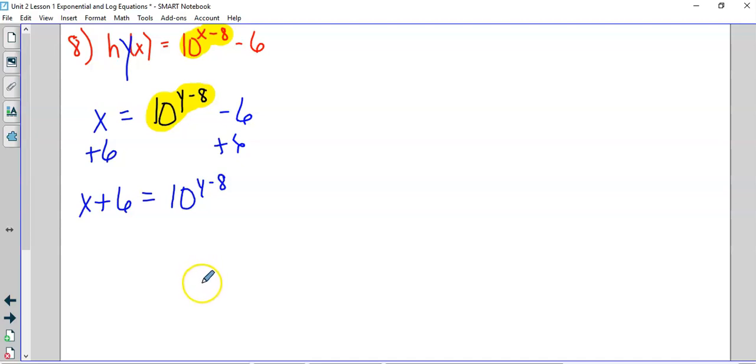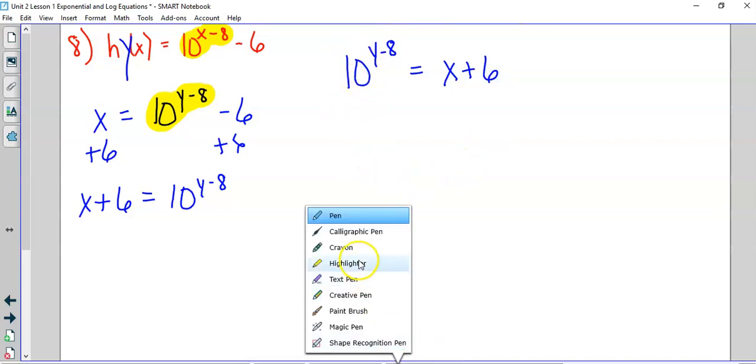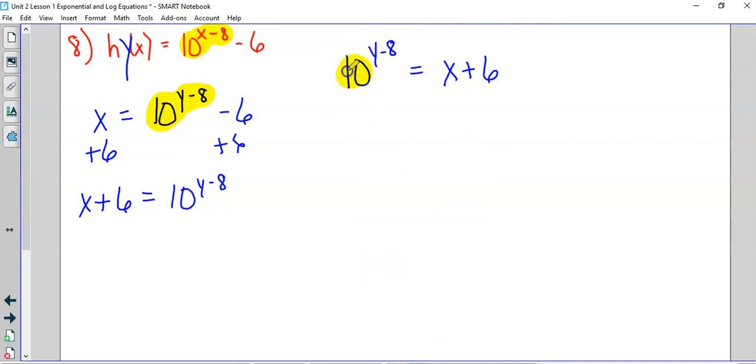But what I want to do first, I'm going to get my exponent on the left. It's just a thing with me. You don't have to do that, but for me, it makes it easier to rewrite it like this, because then I can see this is my base. I'm going to highlight it. This is my base. This is my exponent. And then this, I don't think, has an official name. It's kind of just the answer.